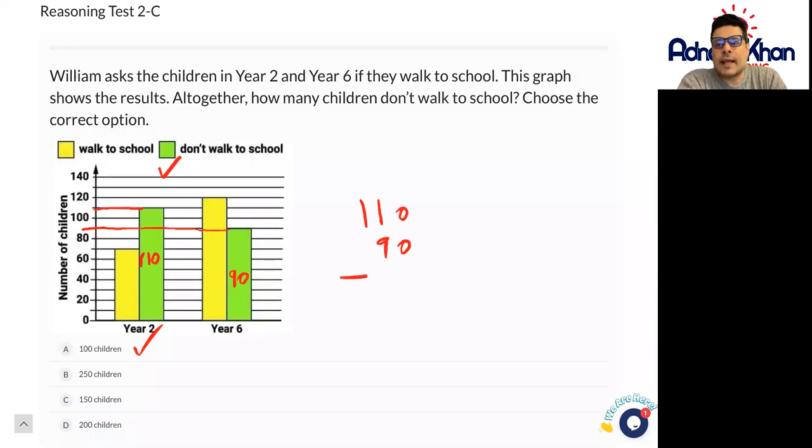So now we can just add these up. So 0 add 0 is 0, 9 add 1 is 10, 0 goes there, 1 is carried forward, and 1 add 1 is 2. So altogether, we have 200 children that are not walking to school from Years 2 and Year 6. Okay, so that's the right answer here.